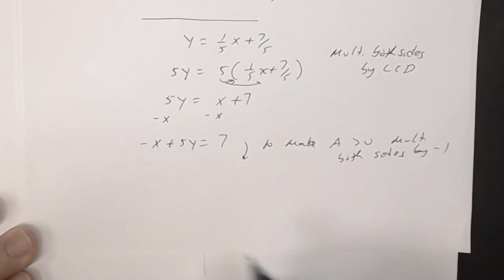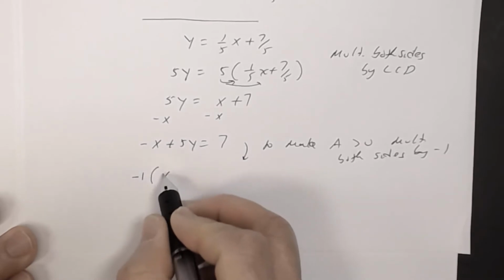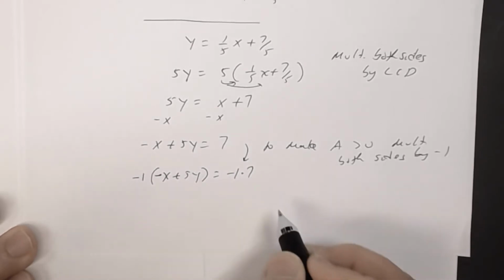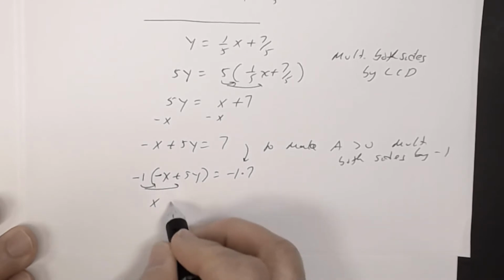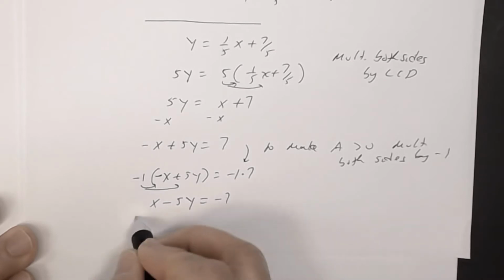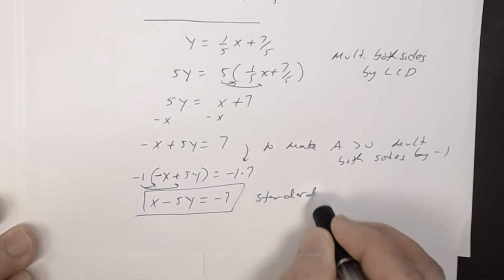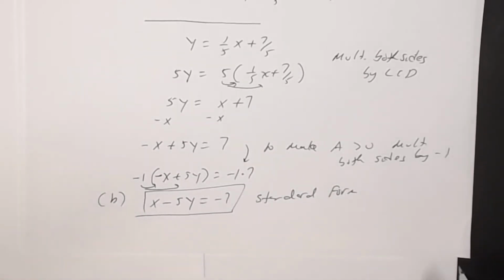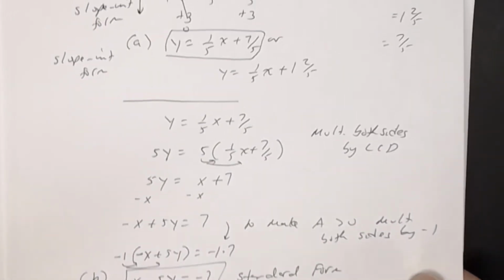Because remember, what you do to one side, you do to the other. So that's mathematically okay to do. So you're going to say -1 times negative x plus 5y equals -1 times 7. And then distribute, and you're done. -1 times x is a positive x. -1 times 5y is a negative 5y equals -7. And there's your answer in standard form. So that's the answer for part B. Okay? All right, so let's do the next one.